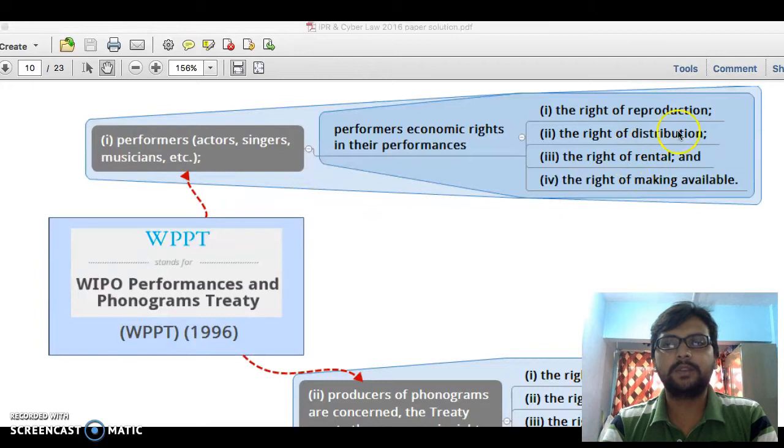Broadcasting rights with the help of this. So whether one can distribute that intellectual property and to whom they can distribute, that this particular right defines. Then right of rental. So if I distribute, how are we going to distribute? We are going to distribute that property on a rental basis.